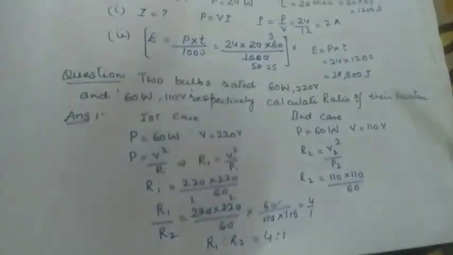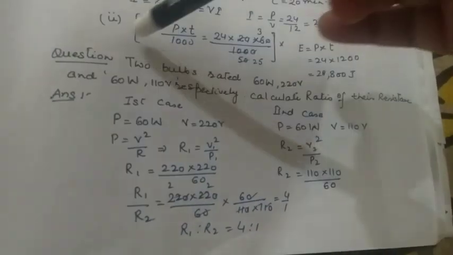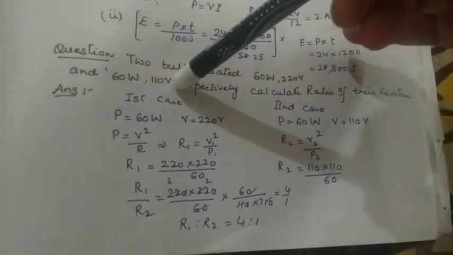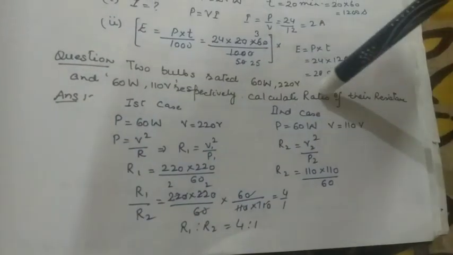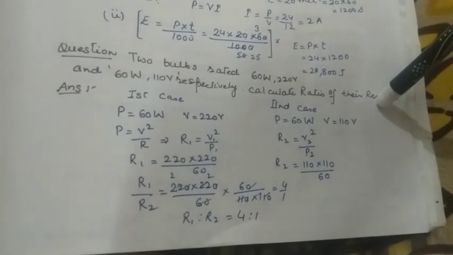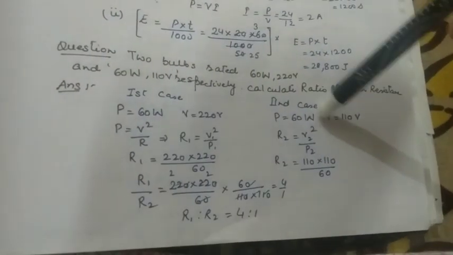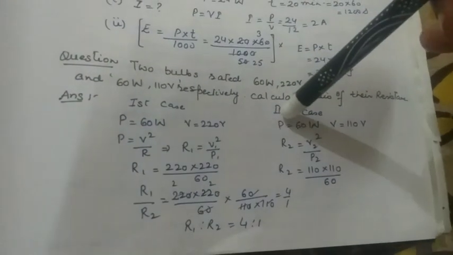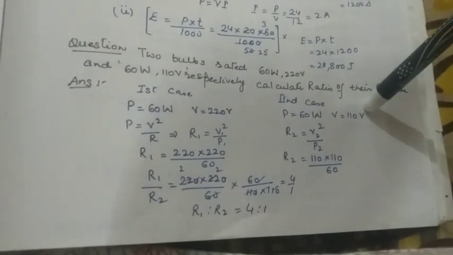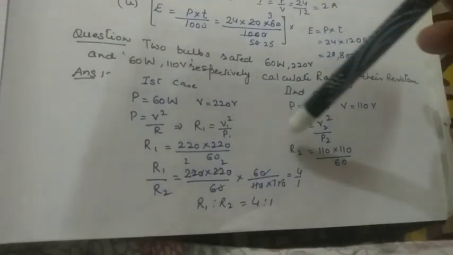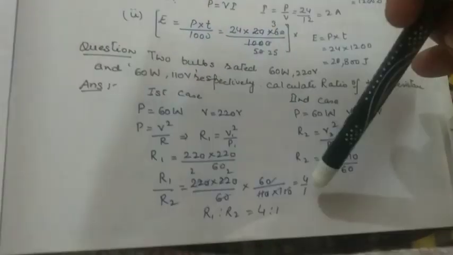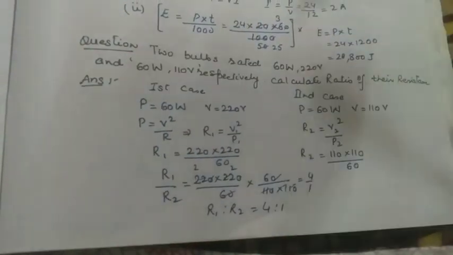Next question. Two bulbs are rated 60 watt 220 volt and the second bulb 60 watt 110 volt respectively. Calculate the ratio of their resistance. So here two different cases are given. One, power 60 watt, voltage 220 volt; second case, power 60 watt, voltage 110 volt. We require the ratio between their resistance. So first we will find out each resistance, then simply find out the ratio.